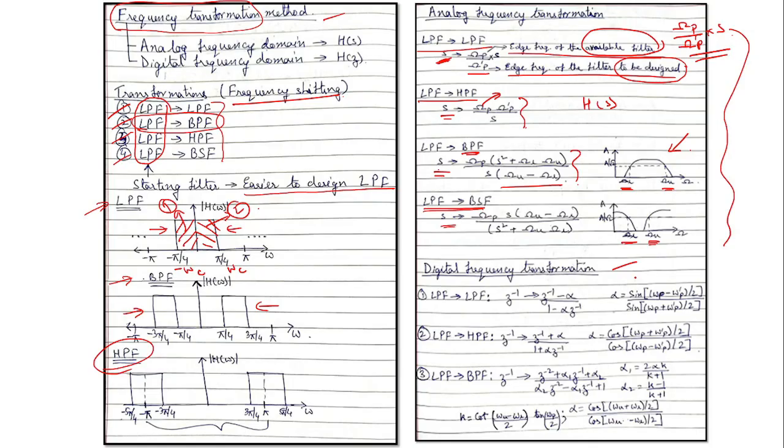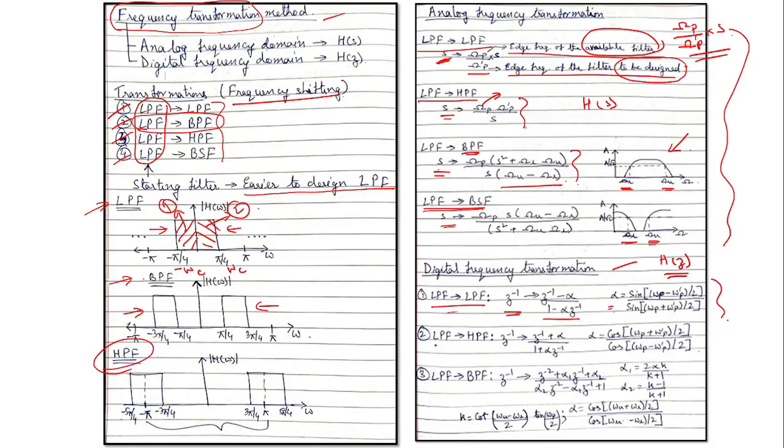In the digital frequency transformation, as I already told you, we are already in the digital domain. So here you will be given H(z), and over there you have to apply the transformation. For the low pass to low pass transformation, Z inverse will be replaced with (Z inverse minus alpha) divided by (1 minus alpha Z inverse), where alpha is equal to sine of ((omega P minus omega dash P) divided by 2) divided by sine of ((omega P plus omega dash P) divided by 2).